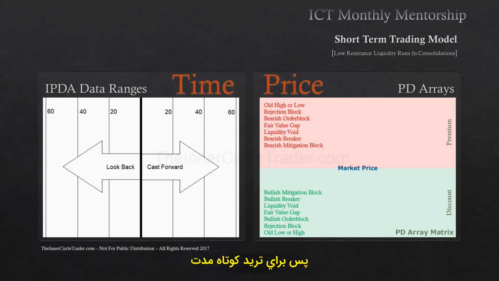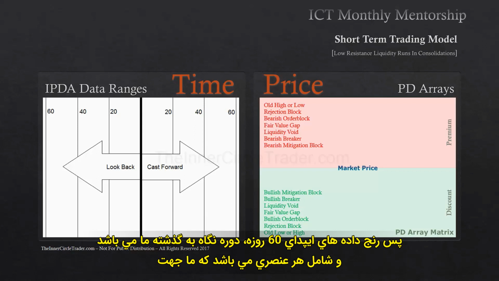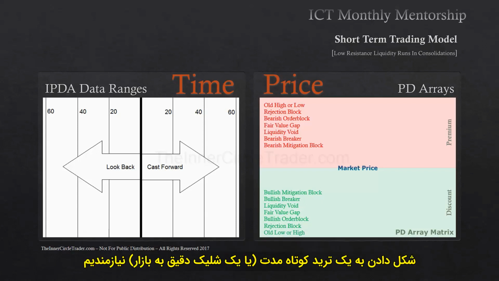So for short-term trading, we will excel in the range of the last 3 months. The up-to-date range of 60 days is our look-back period, and it's going to comprise every element that we need to frame a short-term trade, or one shot, one kill.